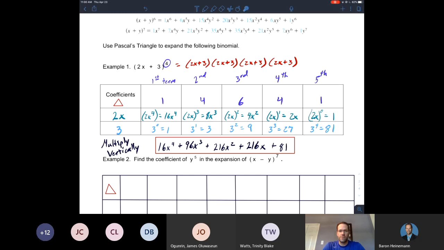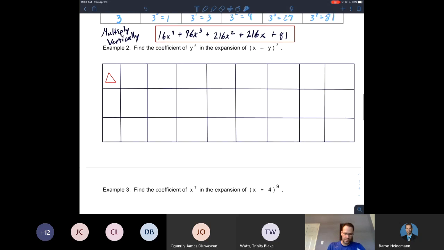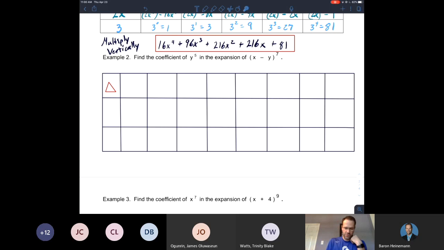All right, we have 2 more examples, and they are a little quicker because we don't have to do the whole expansion. In these examples, all we have to do is find the coefficient of one term. So notice the directions. It says find the coefficient of the y to the 5th term. In this problem, they just gave us x and y, but they made it a little different. It's a negative. It is to the 7th power.